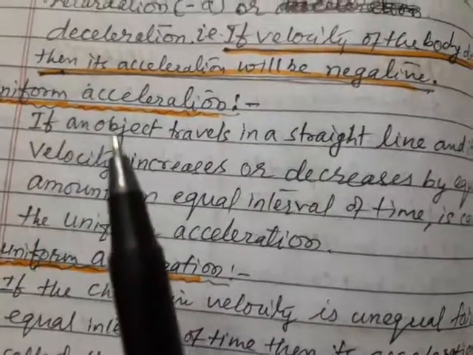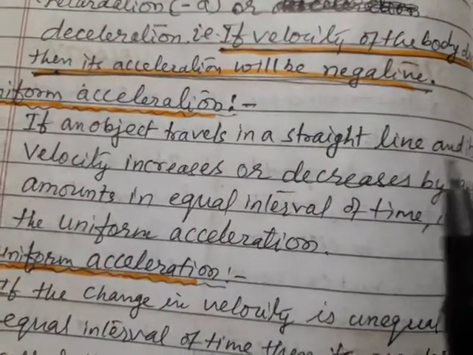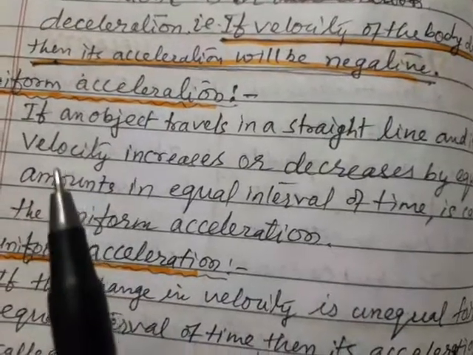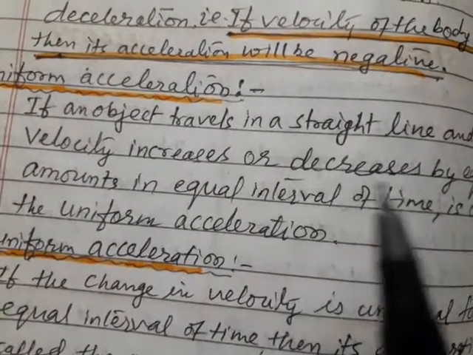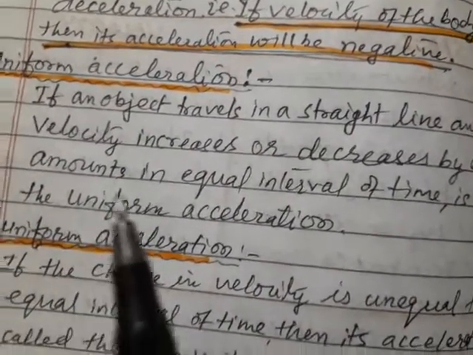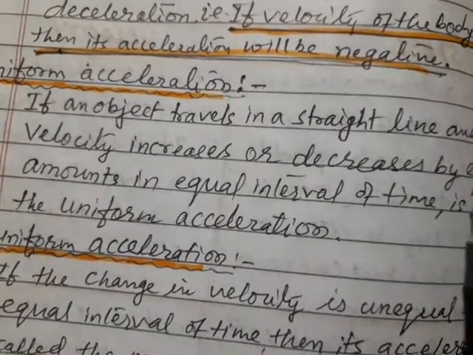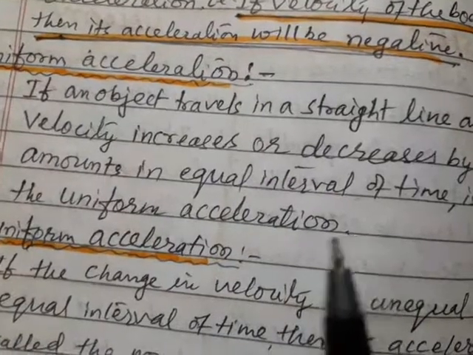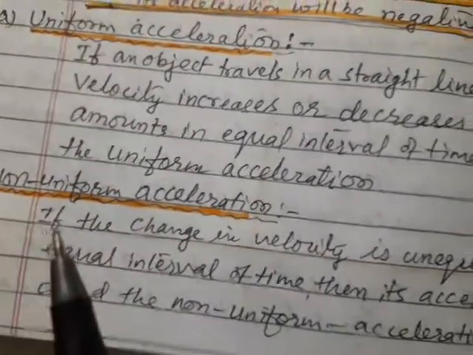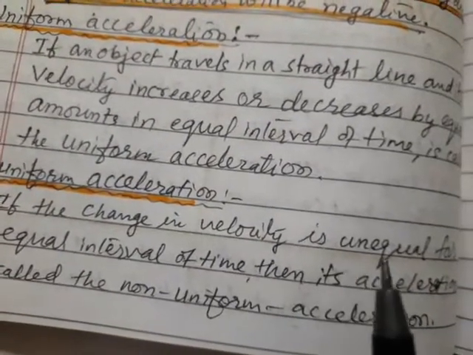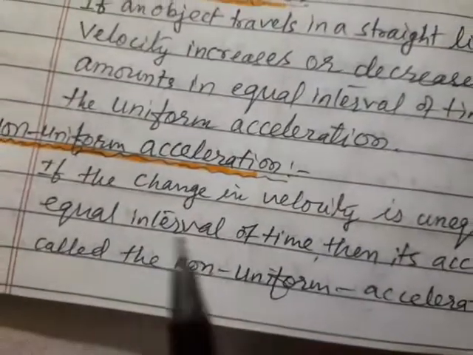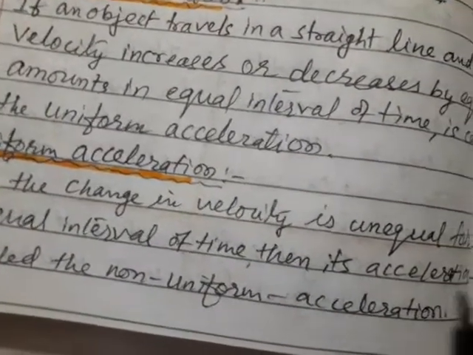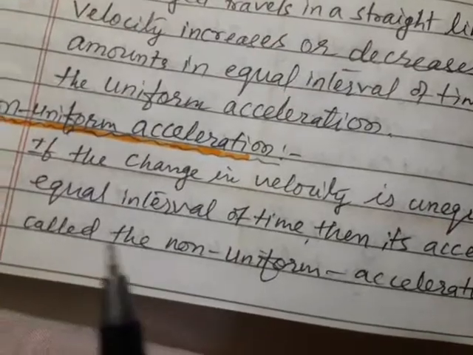Once again, if a body moves in a straight line and its velocity either increases or decreases by equal amounts in equal intervals of time, then its acceleration is known as uniform acceleration. And if the change in velocity is unequal for equal intervals of time, then its acceleration is called non-uniform acceleration.